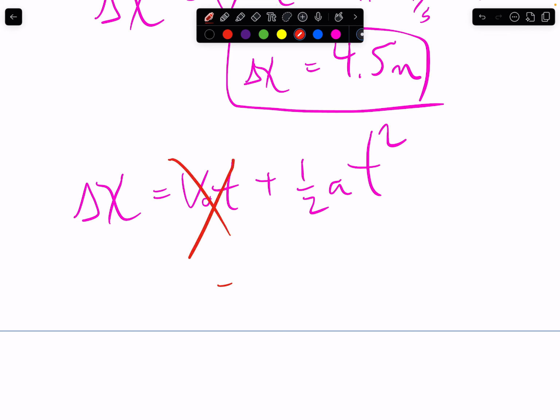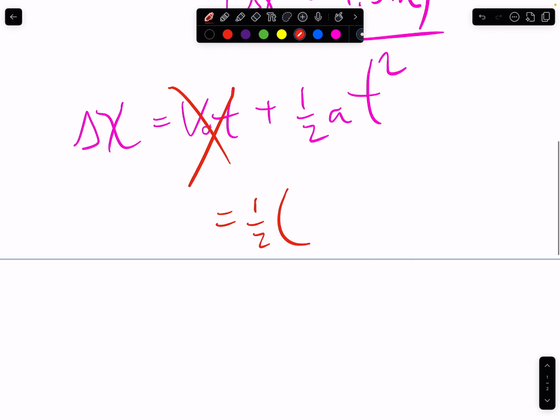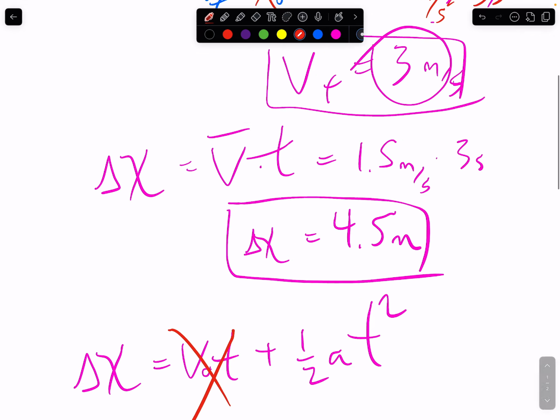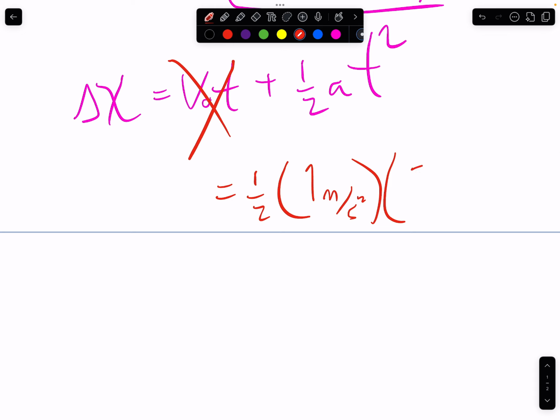So then the displacement is just 1/2 times her acceleration, which was 1 meter per second squared, times t squared. So the time was 3 seconds, so 3 seconds squared. In number land, 1/2 times 1 is 1/2. 3 squared is 9. And 1/2 times 9 is 4.5.